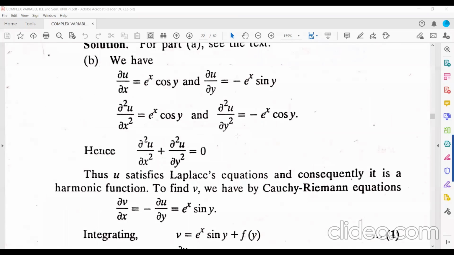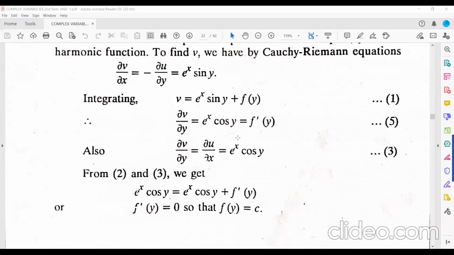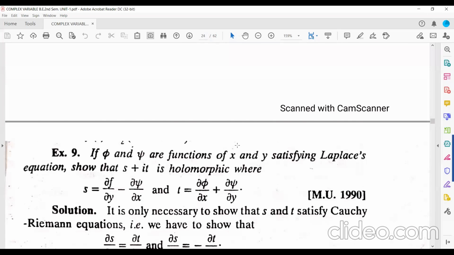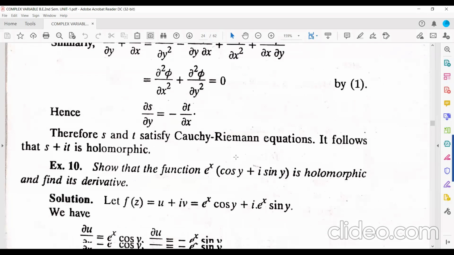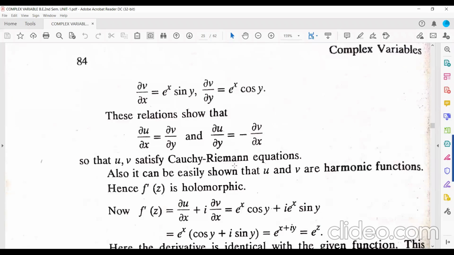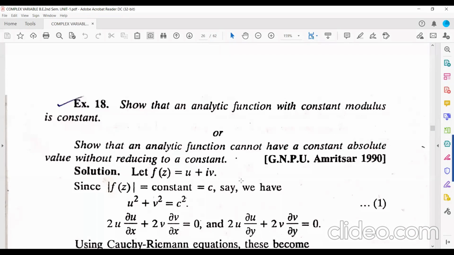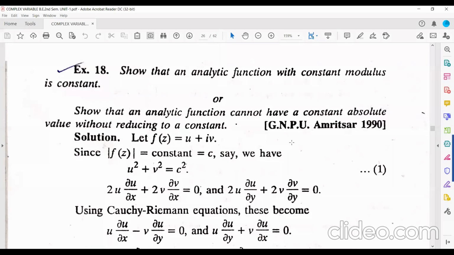So this is all about finding the analytic function. From this, one problem will come in your exam. One problem that must come from this part: find the analytic function. Okay, so there are many problems. You can go through all of these. Many problems are there, and all problems are of a similar type. Just go on, this will also be very simple.